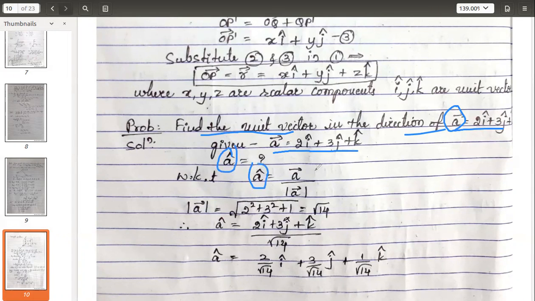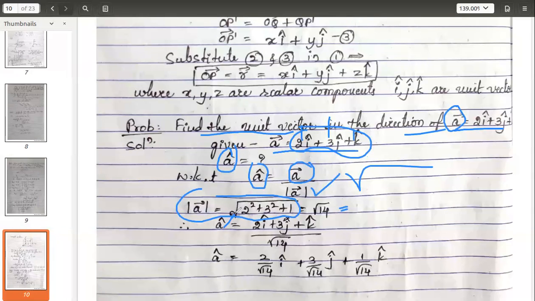Unit vector is equal to the given vector divided by its magnitude. So I have calculated the magnitude. It is square root of 2 square plus 3 square plus 1 square, right? Which is square root of 14. And you can calculate what value you get and write it.